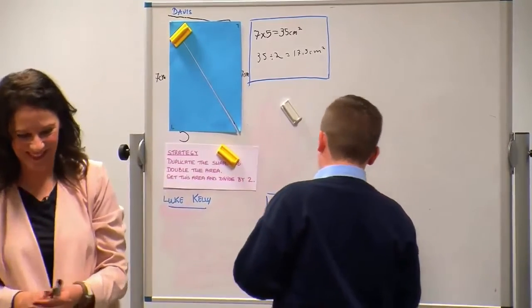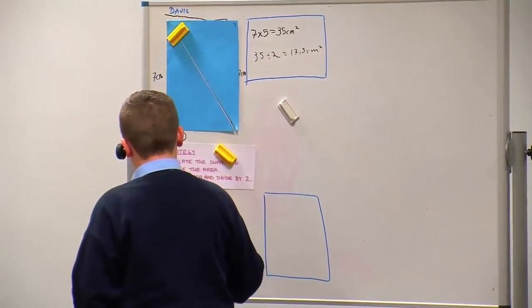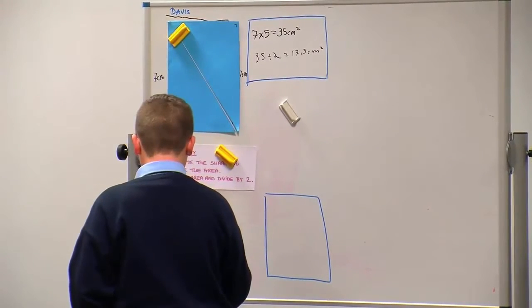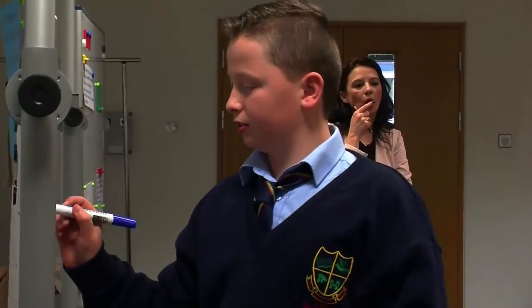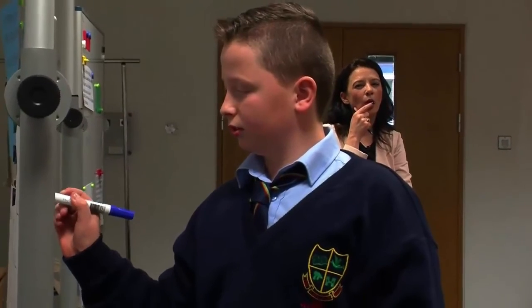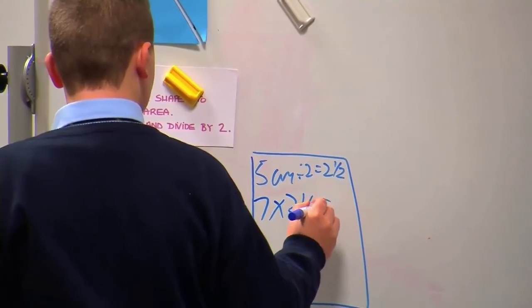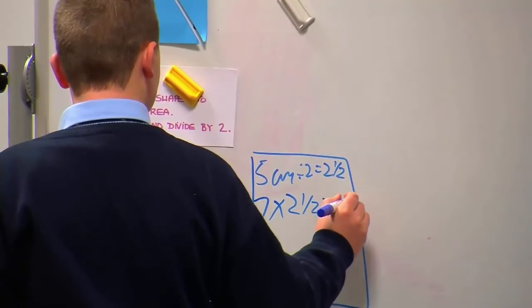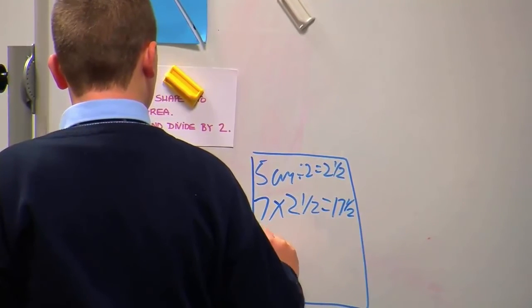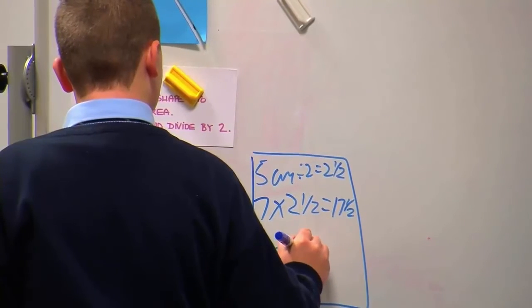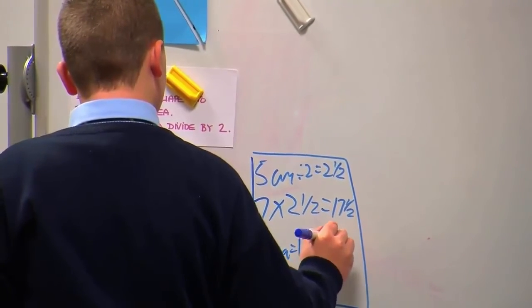Now, I got the triangle, and the base was 5 centimeters, and the side was 7 centimeters, and I halved the base, so that was 2.5. So 5 centimeters divided by 2 equals 2.5. And then I multiplied 7 by 2.5, and I got 17.5. And that was the area. So the area was 17.5 centimeters squared.